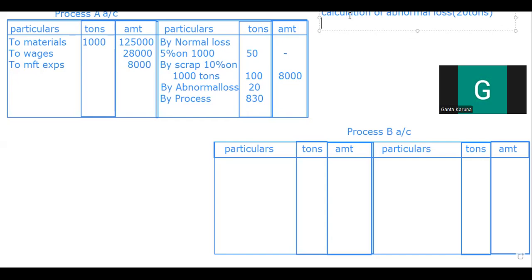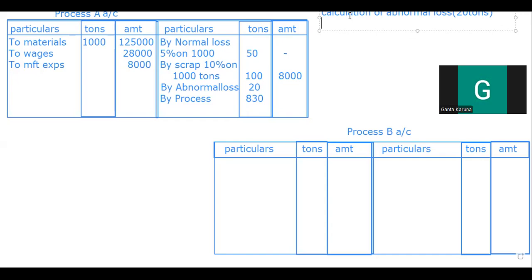Normal loss, I'm not supposed to convert into the price, as I said, until it is mentioned clearly. But whereas abnormal loss is a loss which has occurred because of negligence in handling or because of any kind of human-made mistake. That is the reason it has to be compulsorily converted into rupees.